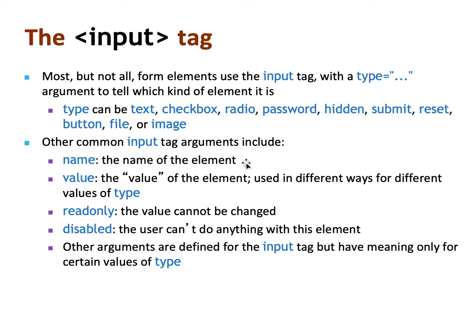Most, but not all, form elements use the input tag, which is usually defined by type equals and then quotes, and within there you say what type of input it is. Type can be text, checkbox, radio, password, hidden, submit, request, button, file, or image. Other common input tag arguments include the name, the name of the element. That will be used to specify, when you send over any information to your server, what the name of that is. For example, type text, and the name would be, say, name field, so that when you send it over it's defined as the name field, and then we know whose name is what.